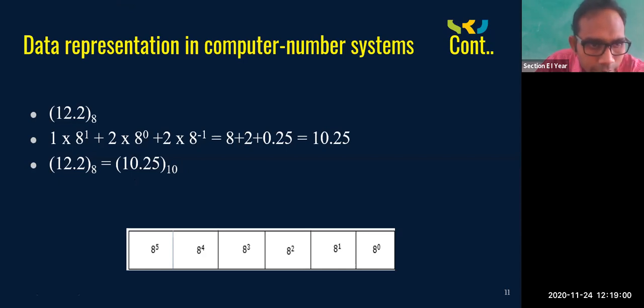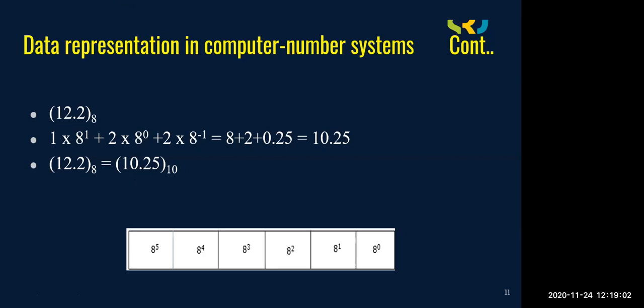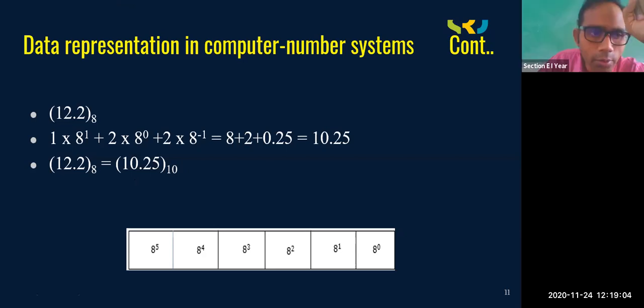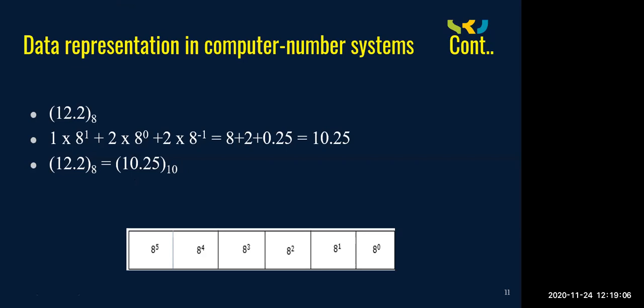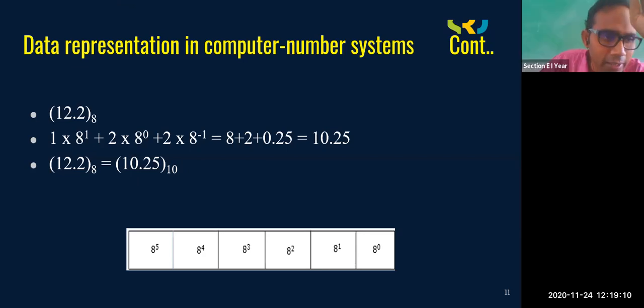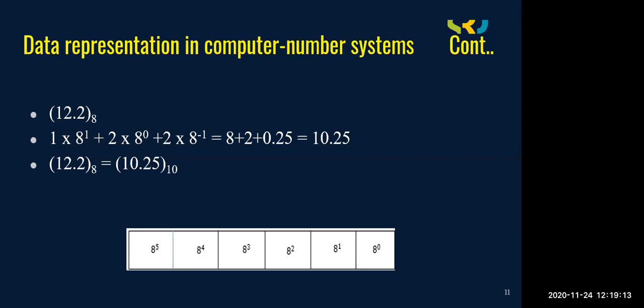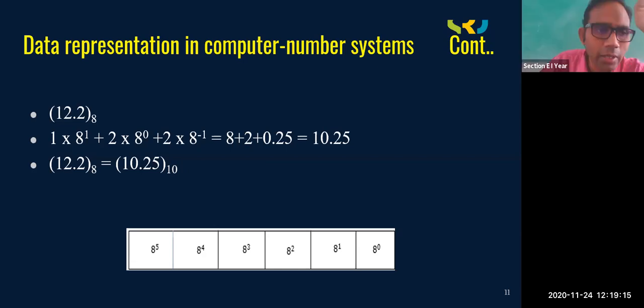of 0. 8 to the power of 0 is 1. 1 into 2, the result will be 2. Plus 8 to the power of 1, 8. Take the next digit, multiply with it, whatever may be the digit. 8 to the power of 1 is 8. 8 into 1, 8.